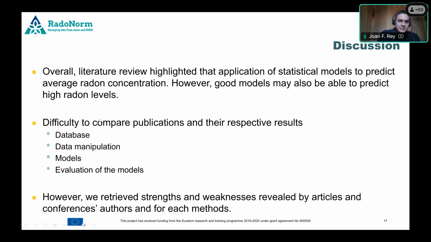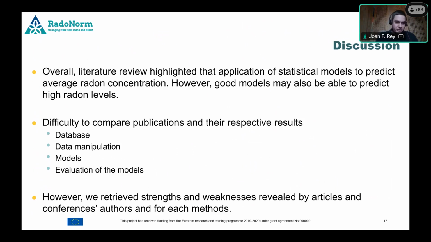Then there is the data manipulation. In order to use these models, we have to prepare the data. For example, some papers use the average to predict something, and then some other papers used the median. And here we don't have all this information, and it could create a bias here. Then finally, we have the different models.